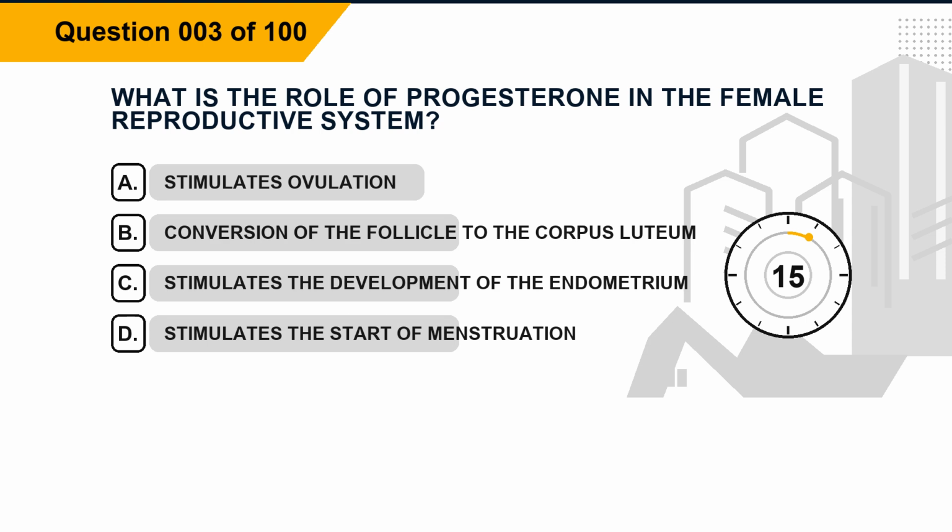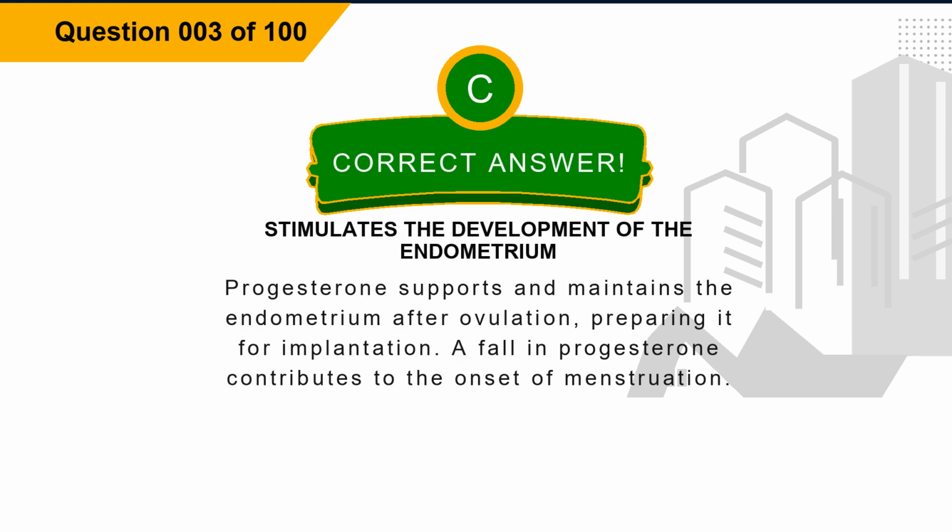Question 3. What is the role of progesterone in the female reproductive system? Option A, stimulates ovulation. Option B, conversion of the follicle to the corpus luteum. Option C, stimulates the development of the endometrium. Option D, stimulates the start of menstruation. The correct answer is option C, stimulates the development of the endometrium. Explanation. Progesterone supports and maintains the endometrium after ovulation, preparing it for implantation. A fall in progesterone contributes to the onset of menstruation.